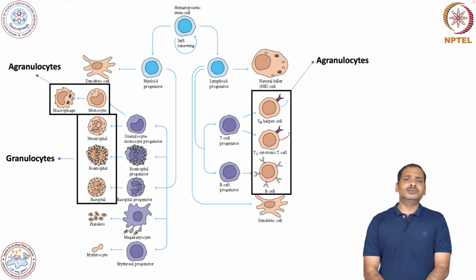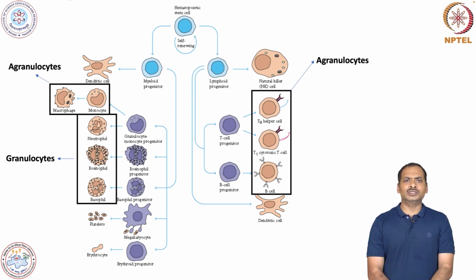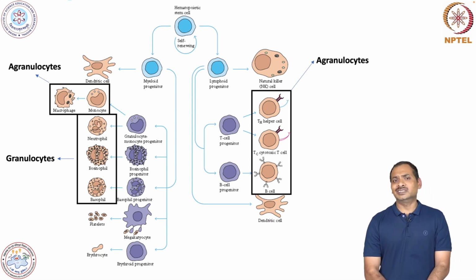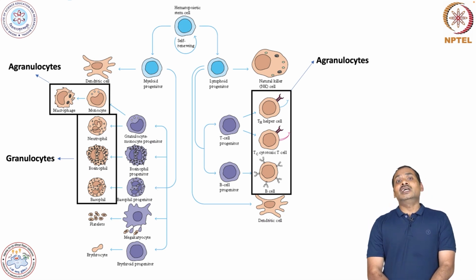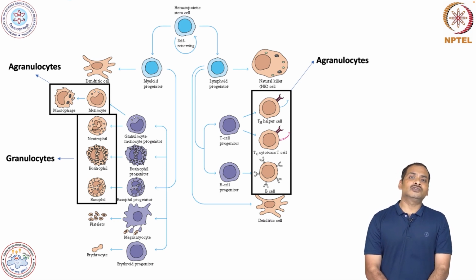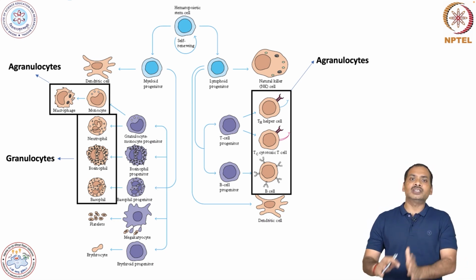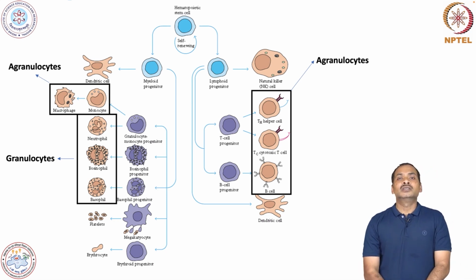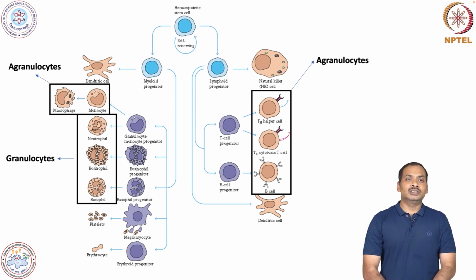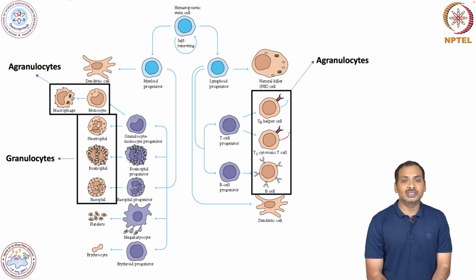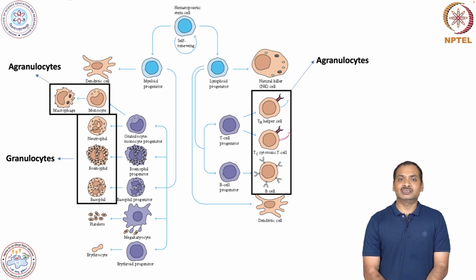And there is one more cell present in this slide, if you see carefully, which we call dendritic cells, okay. So dendritic cells originate from both myeloid as well as lymphoid lineage, and they play a very important role in defense, and we also call these cells antigen presenting cells. So we will discuss them when we take up the dendritic cells, okay.